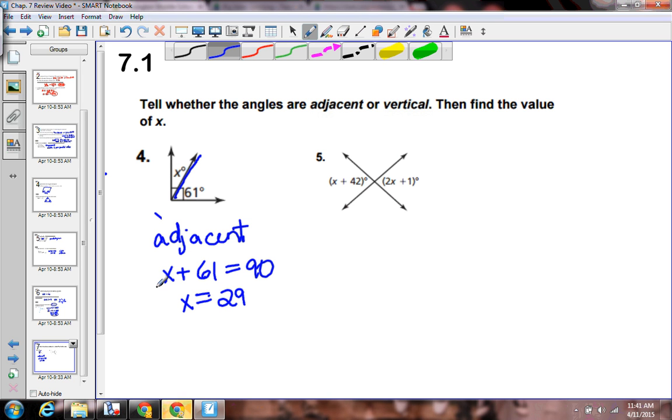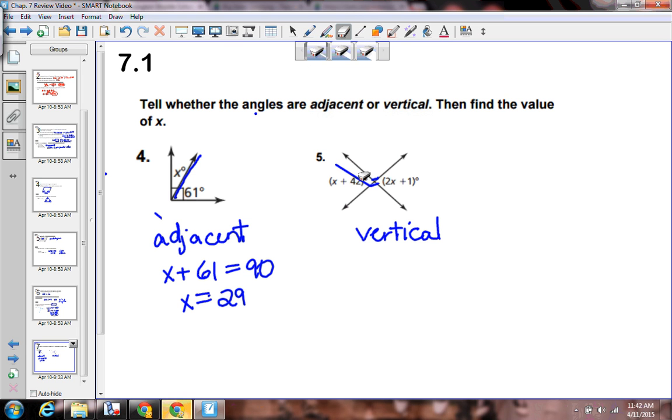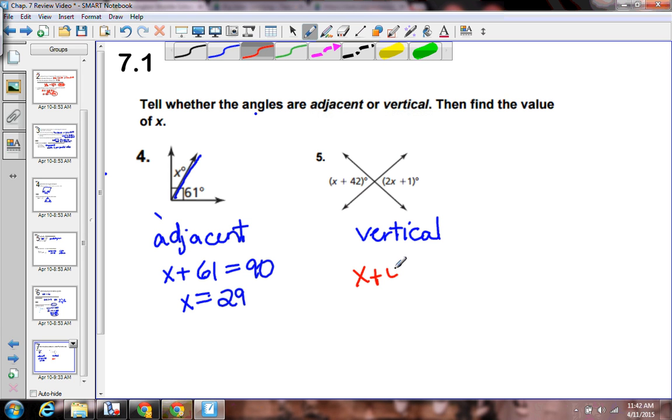Okay, and then for number 5, when angles are across from each other in an x, they are called vertical. And the thing that we know about vertical angles is that they are congruent. So we can set the two equations equal to each other. So let me erase that. So I'm going to write my equation. We have x plus 42 is equal to 2x plus 1.